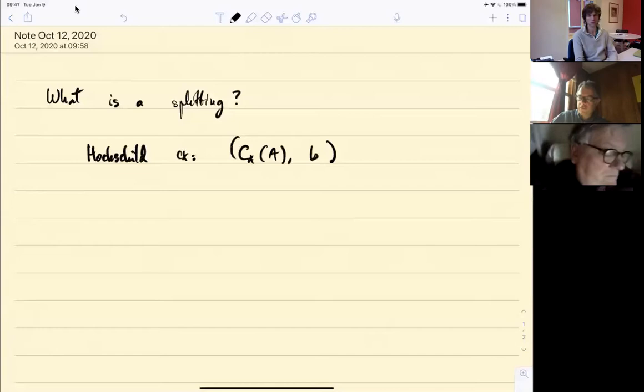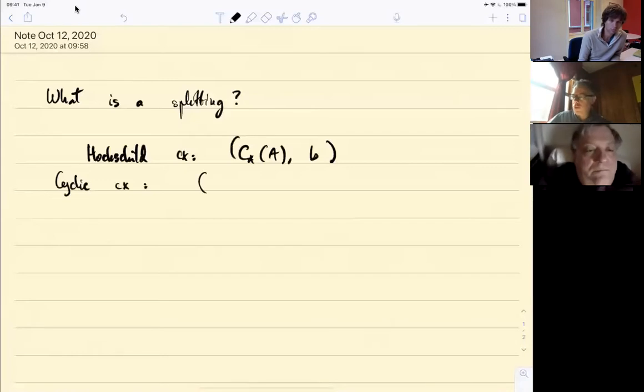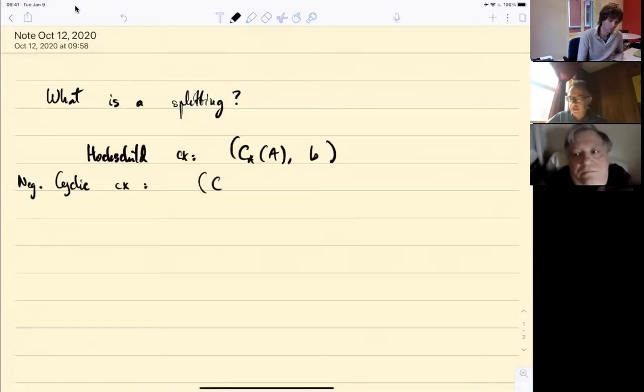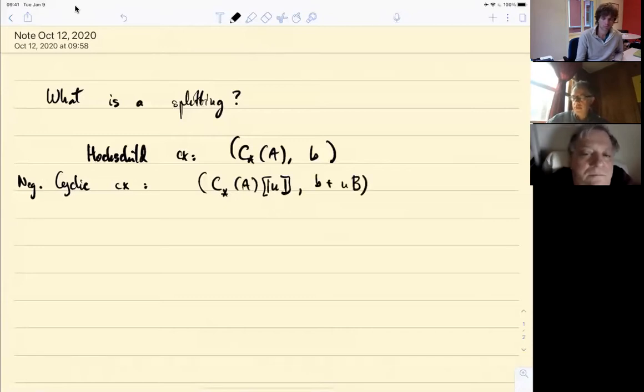And we have the cyclic chain complex, which looks very similar to this. I'm going to write what's called the negative cyclic complex: C star of A, to which I adjoin the formal power variable u, which is of homological degree 2, and I put as differential b plus u big B. And there are formulas all over the internet for this little b and big B.